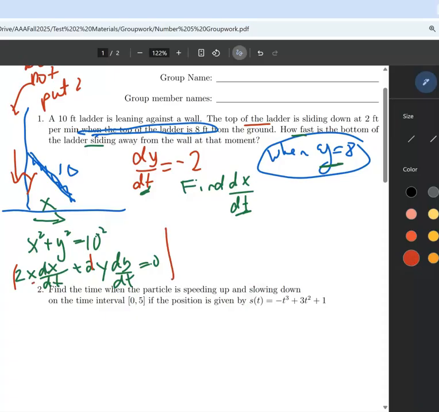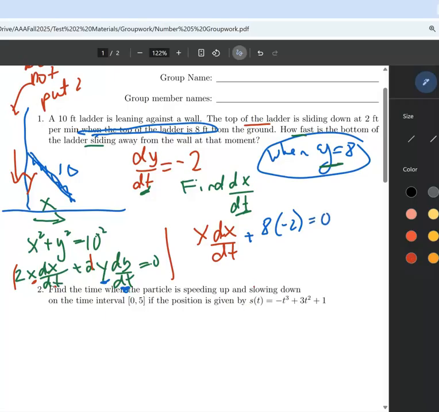So I have x, don't know what that is, so I'll just carry that along. dx over dt, oh, don't know what that is yet. Oh, but that's what I'm trying to find. So that's totally legit to have it there. And then I've got y, I can plug the y as 8 in, and the dy over dt, oh, I know that that's -2. And all of that equals 0.